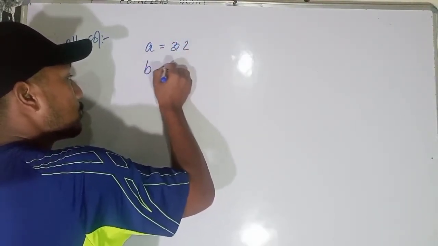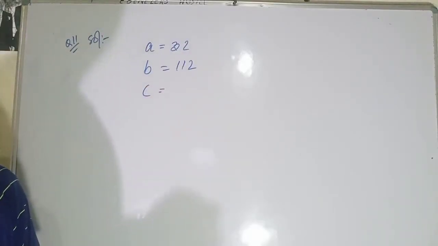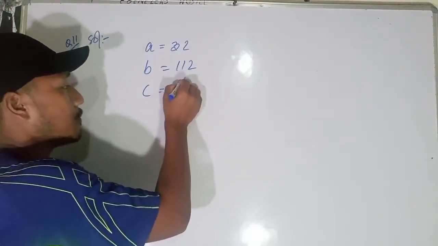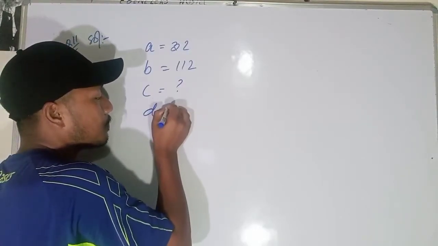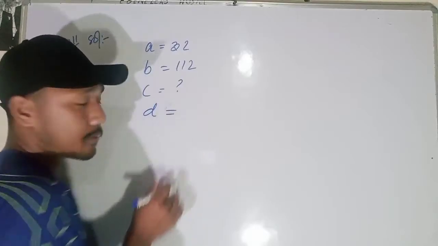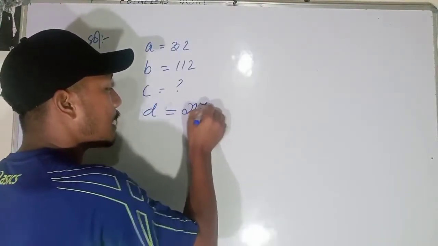and B is given as 112. C is not given. The fourth, D, is given as 217. So they said they are in a proportion.